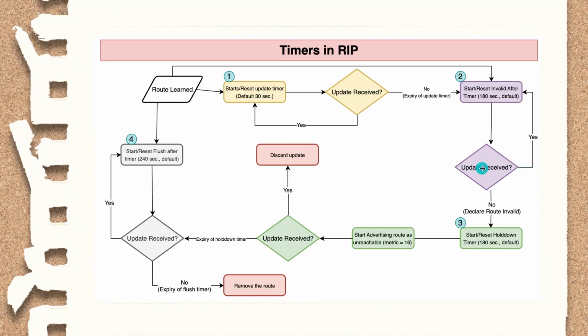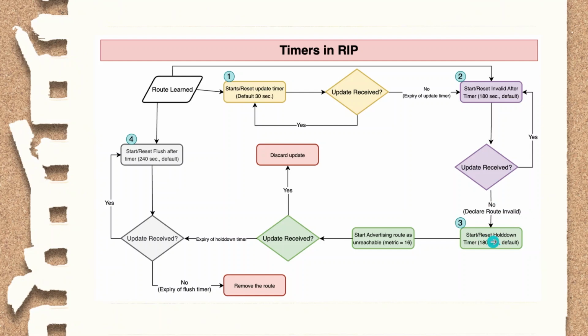Let's say we didn't receive any update for this invalid route, so we'll start something called the hold down timer. This is also a 180-second countdown by default. And if we are in the hold down timer, there is no way of going back.